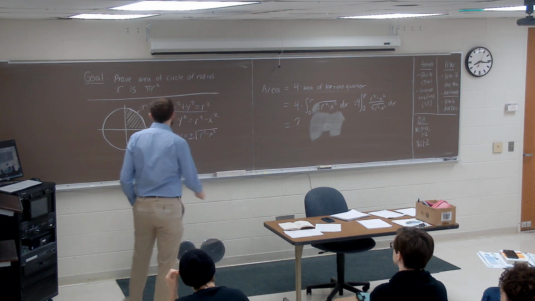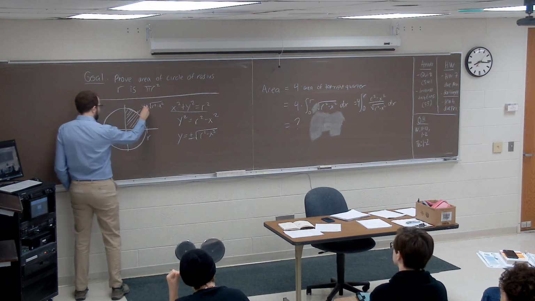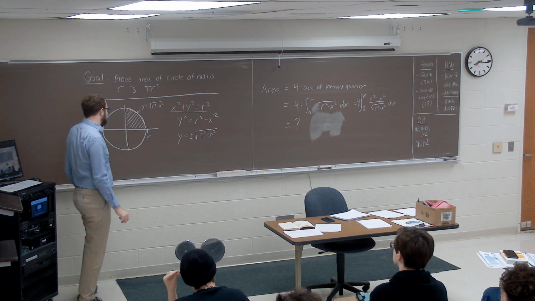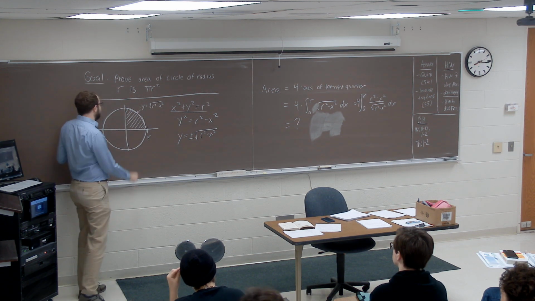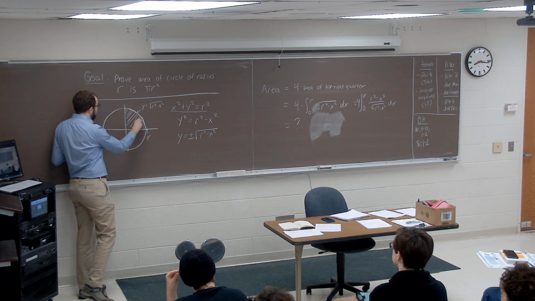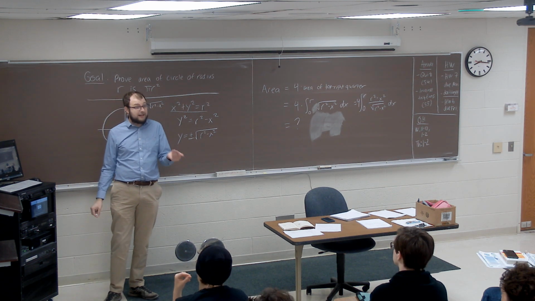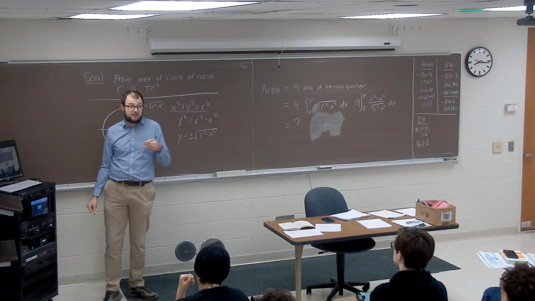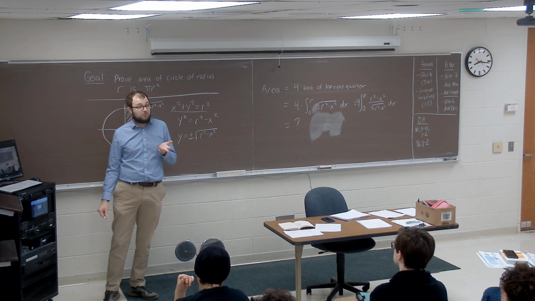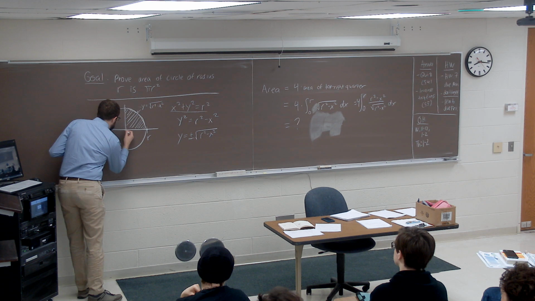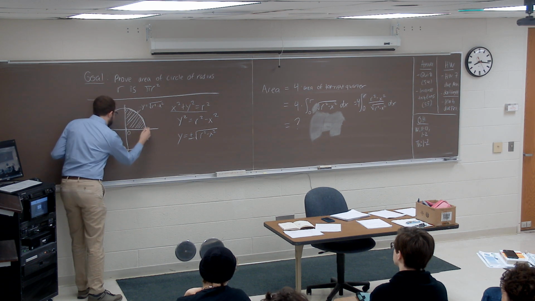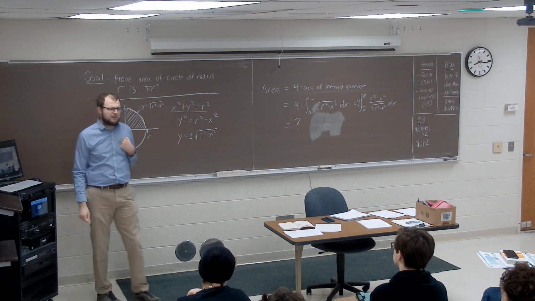So the whole idea here is we have a curve, y equals the square root of r squared minus x squared. We want to find the area trapped underneath that curve. And our Calc 1 technique for finding the area under a curve like this is to do a definite integral from the left endpoint, at x equals 0, to the right endpoint at x equals r.